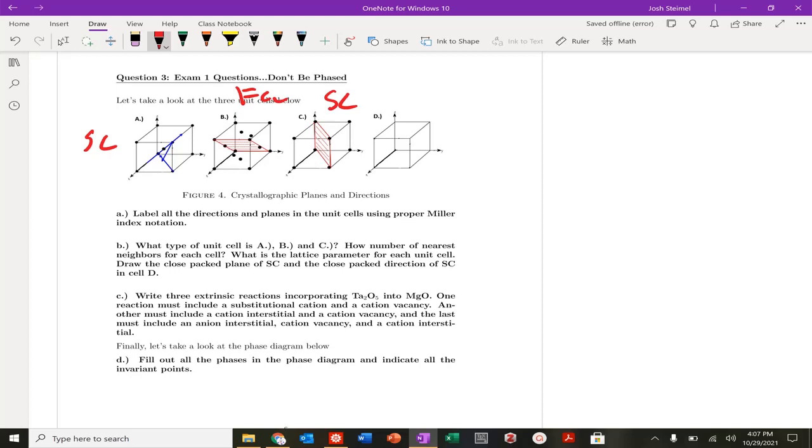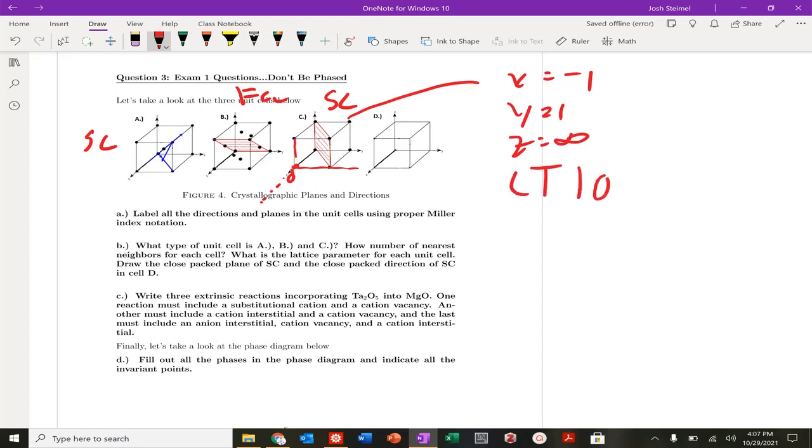So let's do the planes first, kind of switch it up. This is my origin, I don't want to do that, so I'm going to make this my new origin. So this is my new x, my new y, my new z. Where are my intercepts? X is going to be at -1, y is going to be at 1, z is going to be at infinity. So take the inverse: 1 hat, 1, 0. Got that there. What about here?